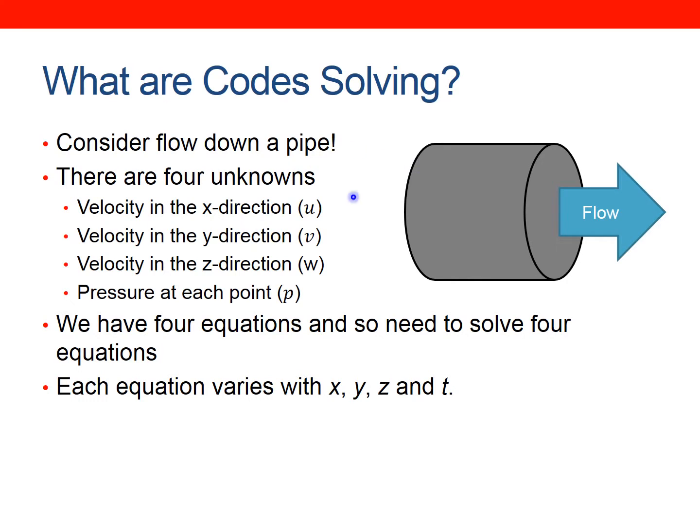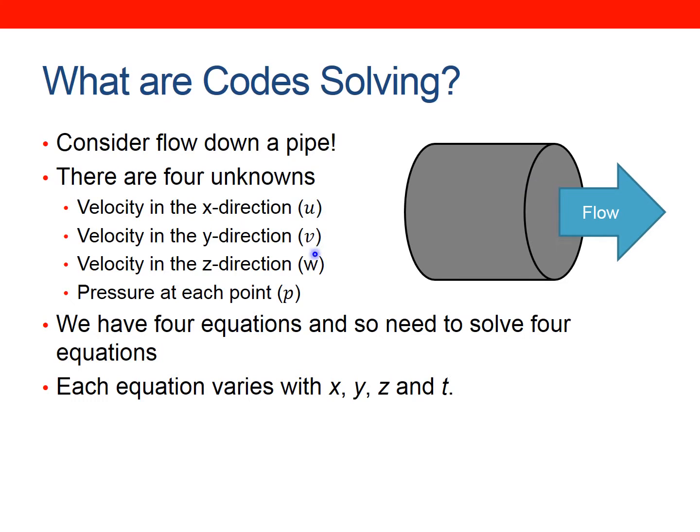So, we've got a pipe here, we've got flow going from left to right. There are 4 unknowns in this pipe. We don't know the velocity in the x direction, which is, let's say, along its axis, and we're going to call that velocity u, and we don't know the velocity in the y direction, let's say that's top to bottom as you look at it, and we don't know the velocity in the z direction, which is kind of into the screen and out of the screen as you're looking at it, and we don't know the pressure at each point, because there's going to be pressure gradients across here, because that's what's driving the flow. If there's no pressure gradient, we won't have any flow.